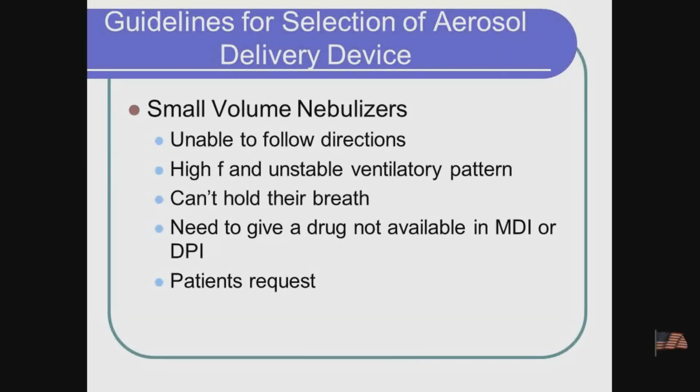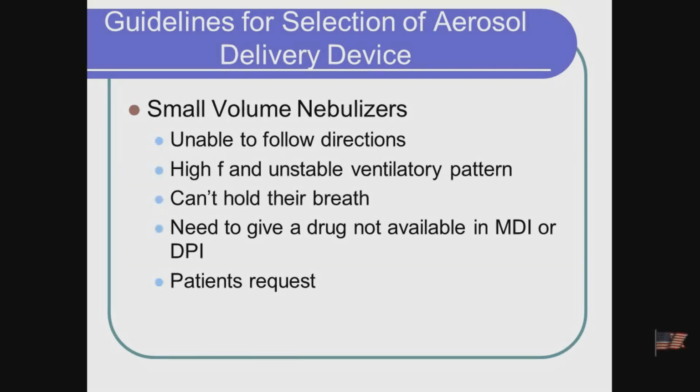Small volume nebulizers. The good news about them is that you really don't have to follow directions. Saying that means I can use a small volume nebulizer to deliver an aerosolized medication to a patient who's comatose. How effective that is, that's up for debate. Because really, to take an effective treatment, you have to, as we'll find, have a breathing pattern that promotes a deep breath with a breath hold. Well, if I'm comatose, I can't follow those directions very effectively.